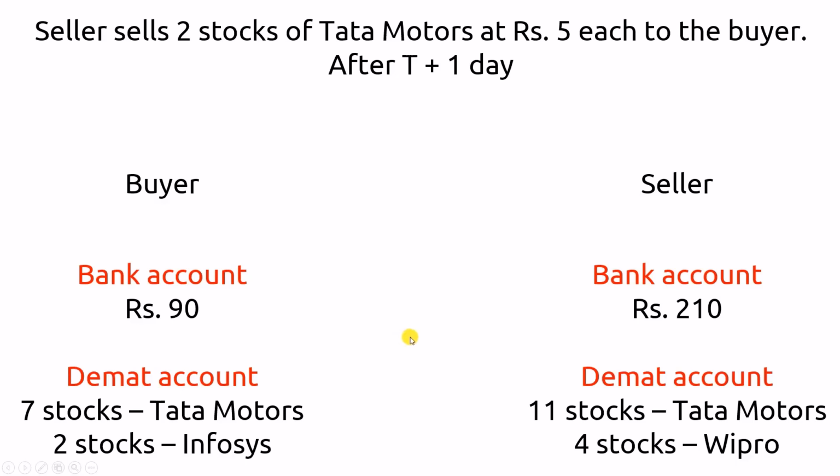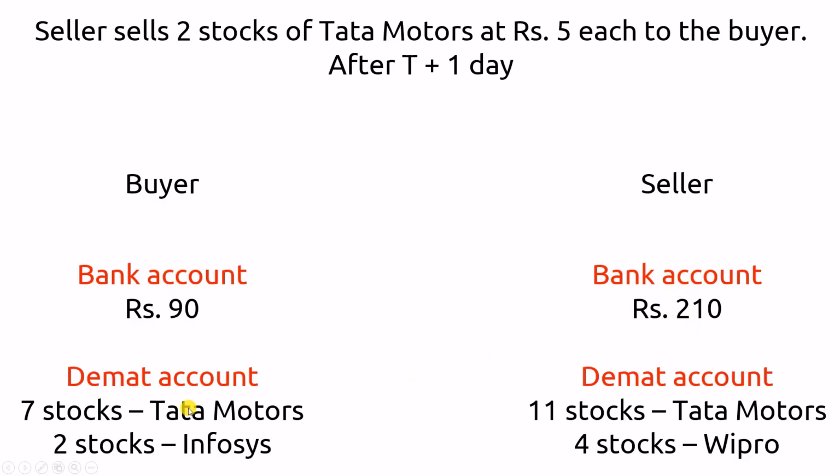So now the seller has 210 rupees in his account. He had 200 rupees previously. As he has sold 2 stocks worth 5 rupees each, he has 210 rupees now in his bank account. And in the buyer's bank account, 90 rupees is there. Why? Because he has given 10 rupees to the seller to buy 2 stocks. Now this is reflected in the bank accounts.